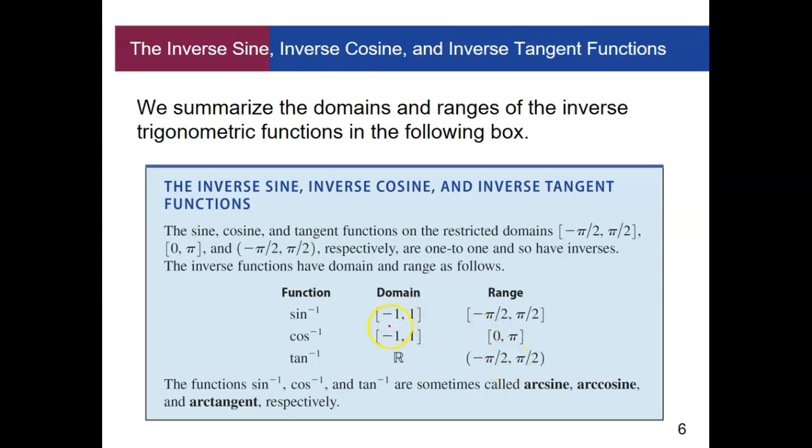The domain for inverse sine is from -1 to 1. Same for inverse cosine, and then all real numbers for inverse tangent. And these we talked about back in section 5.5. If you need a refresher on that, you're welcome to pull that video back up and look at the details behind why these are the way that they are.